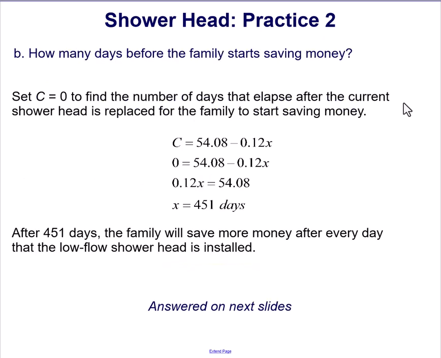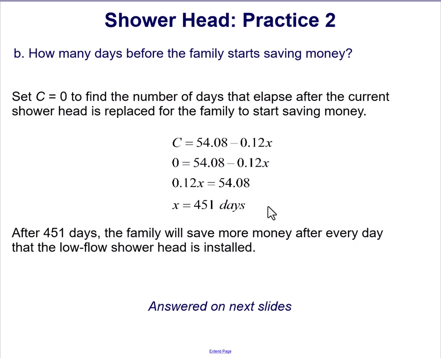Now we're going to set C equal to 0 to find the number of days that elapse after the current shower head is replaced for the family to start saving money. Using our model, C is equal to 54.08 minus 0.12x, I'm going to set this equal to 0. The reason why I'm setting this equal to 0 is that this is the break-even point. This is when the cost for the two shower heads is exactly the same, and that occurs at 451 days. So after 451 days, the cost for the two shower heads is the same.